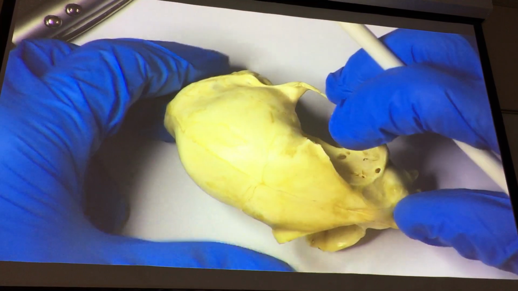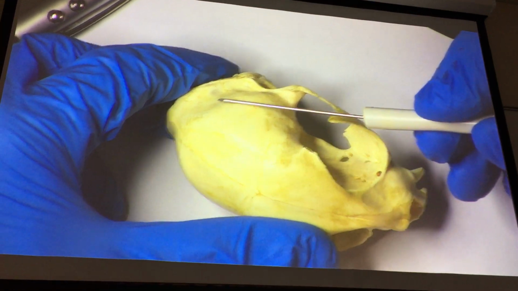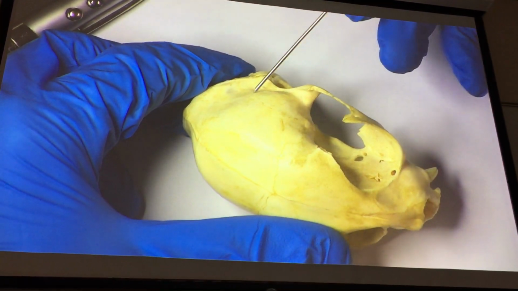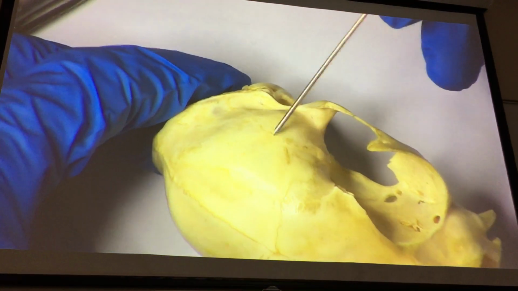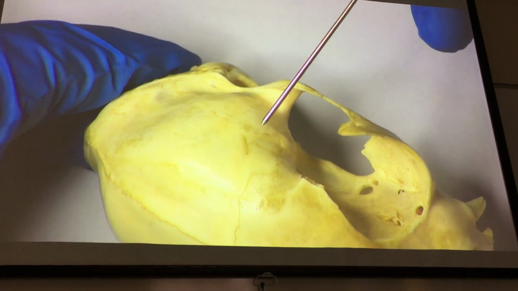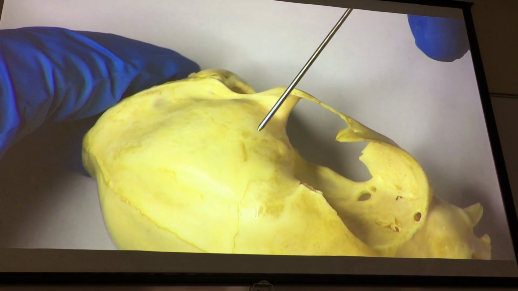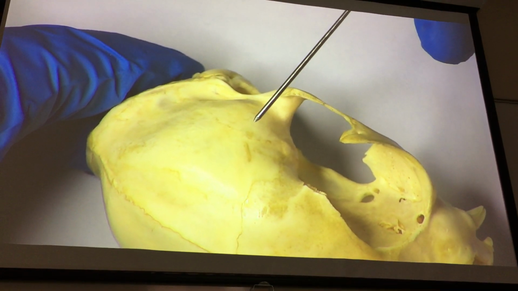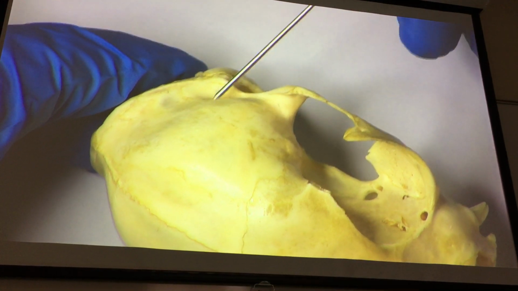On the side, parietal. See this bone here? It looks like a scale. What type of epithelial cells are flat and scale-like? Squamous. Squamous means scale-like. Good. So this is the squamosal bone.